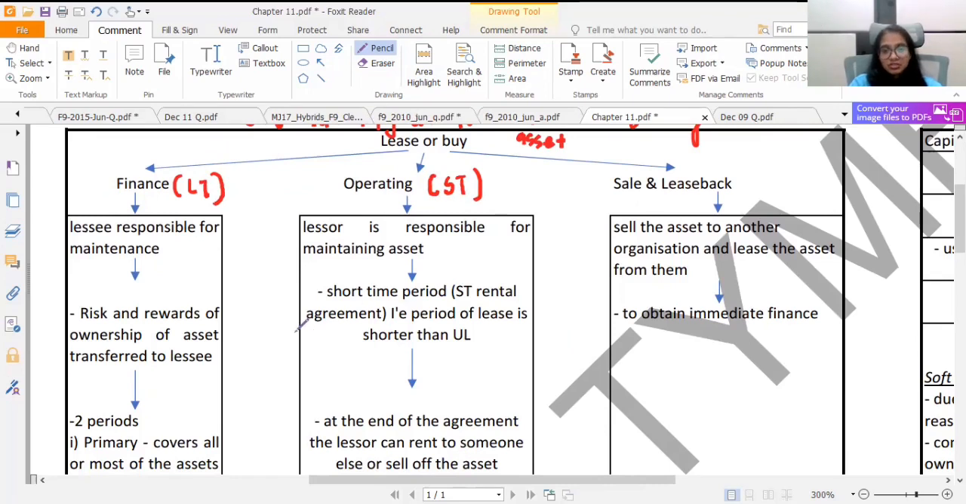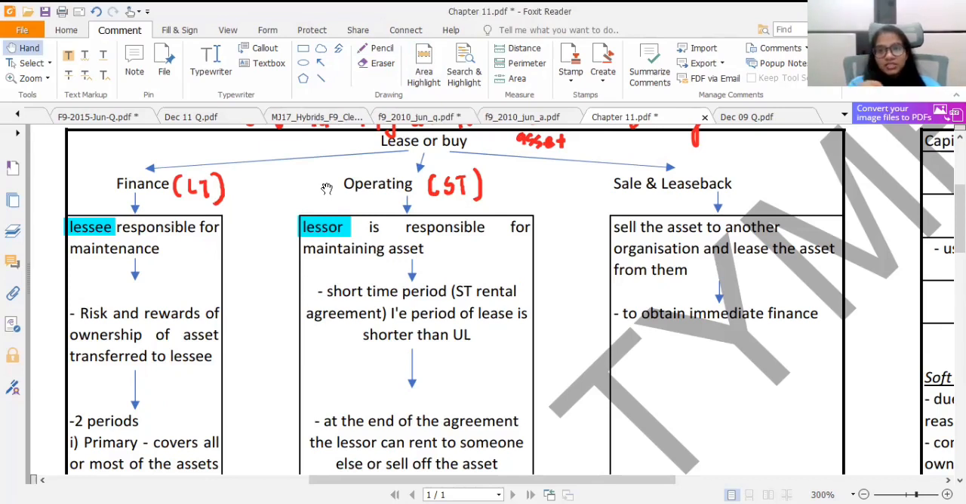With an operating lease, you will only hold or use the asset for a short period of time, and you will renew the asset after you use it. While with a long-term lease, you as a lessee will take ownership of the asset and you need to be responsible in maintaining the upkeep of the asset. So here, the lessee is the person who is responsible for the maintenance, because you are now the owner of the asset.